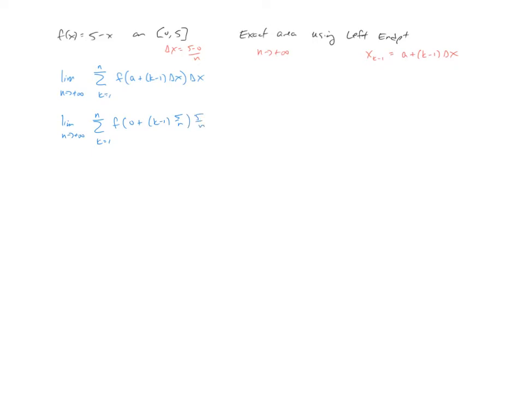All right, now much like the last time, I'm just going to evaluate the function. Be clear on that notation there. So I'm going to evaluate f at this right here. So that's going to give us a 5 minus 5 over n times k minus 1 times 5 over n. All right, so this right here is our function having been evaluated at this right here.